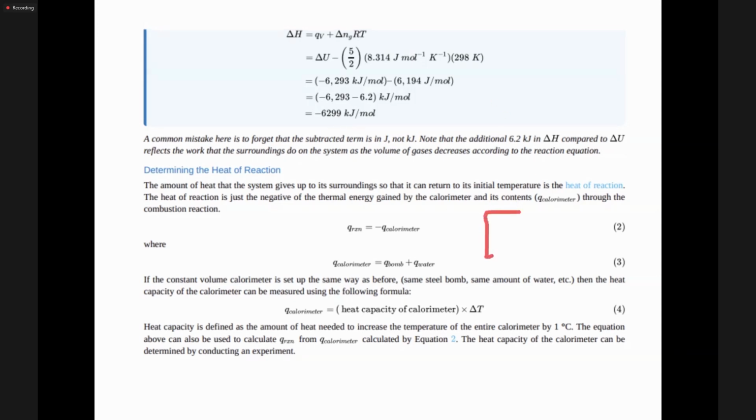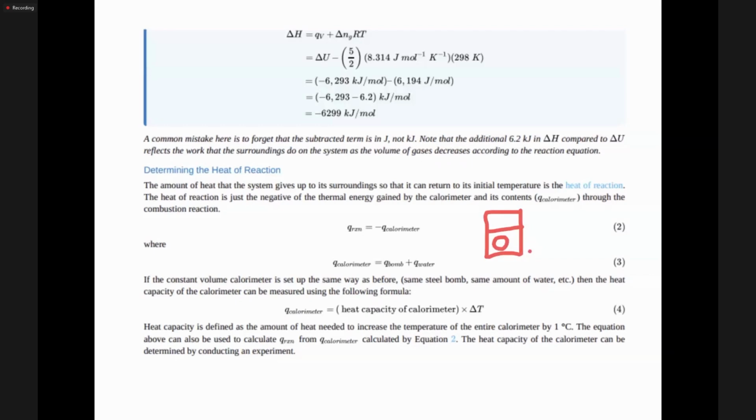See over here, if it is a sealed bomb calorimeter, and inside this we have a liquid and a bomb. Now we have this Q calorimeter. Q of this calorimeter will be minus Q of the reaction. Inside the bomb, the reaction will take place. Now Q bomb plus Q water is the total amount of Q of the calorimeter.